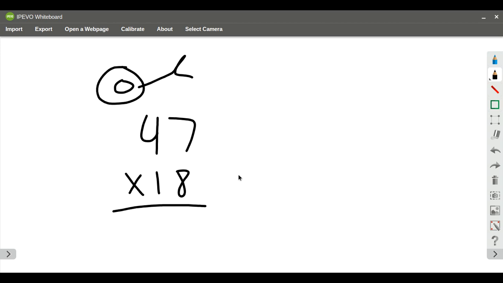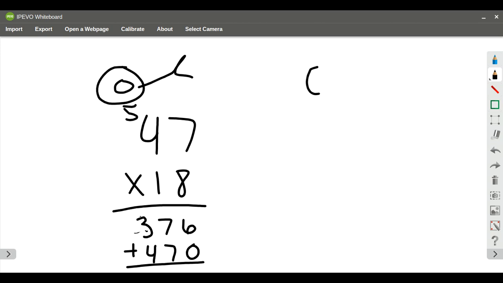So I get 8 times 7 is going to be 56. I regroup the 5. 8 times 4 is 32 plus 5 is going to be 37. So I'm going to have 37 here. Okay. Then I'm going to put my placeholder. 1 times 7 is going to be 7. 1 times 4 is going to be 4. And then I'm going to add and see what I get.